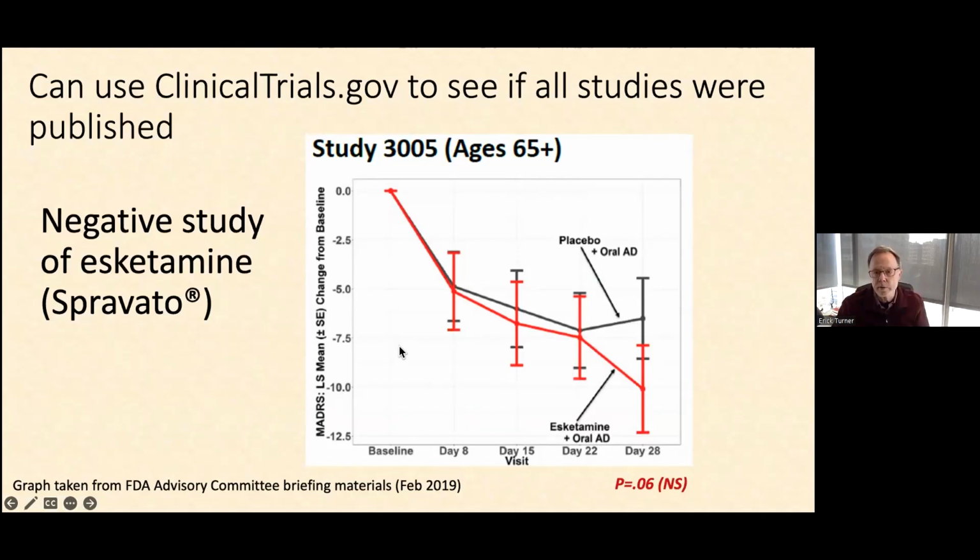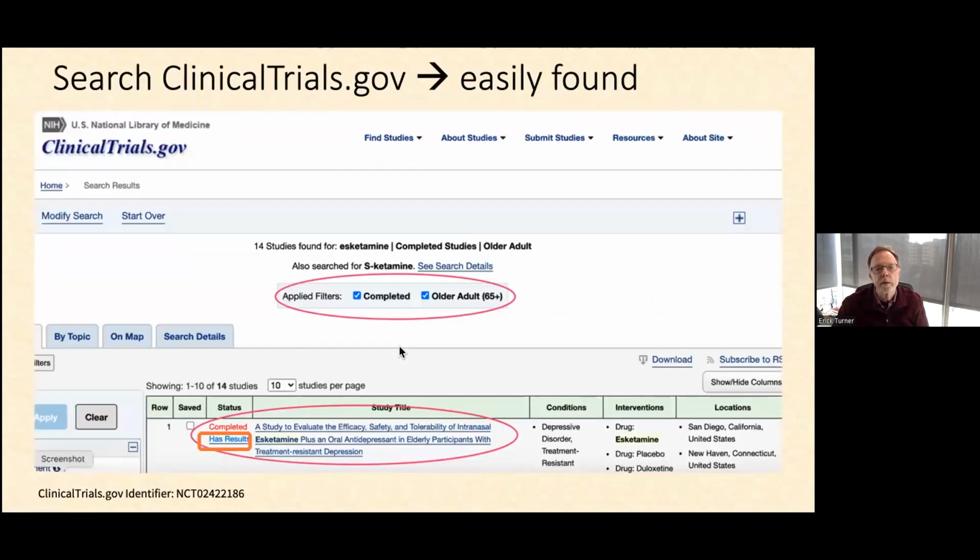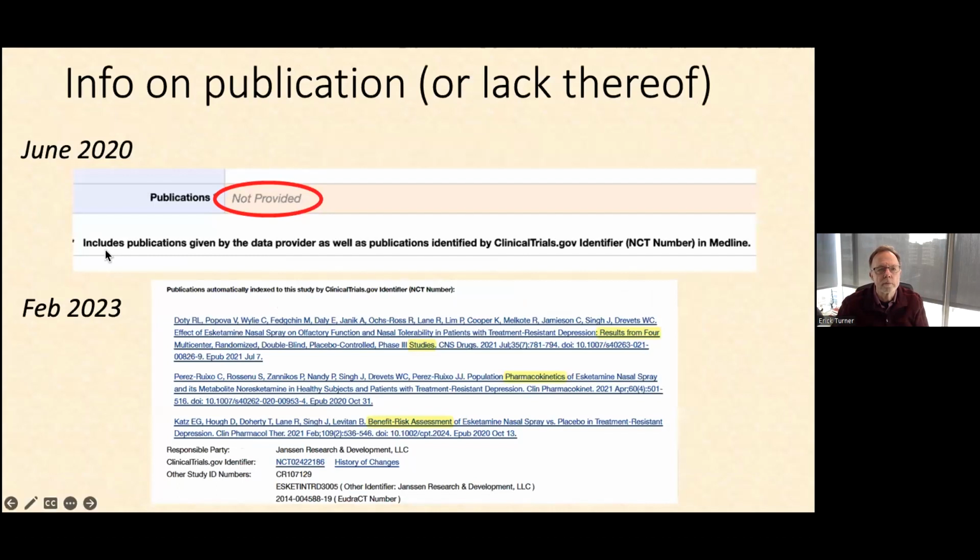We used to be totally at their mercy. They could publish or not publish with impunity. So going into clinicaltrials.gov, you can search for esketamine, and here is a case where they actually were compliant with posting the results in clinicaltrials.gov. I won't show you those results, but I want to show you about the publication. Well, okay, so here in June 2020, this is how it looked. And in clinicaltrials.gov, there was no publication. But here now, you can see that there are some publications.